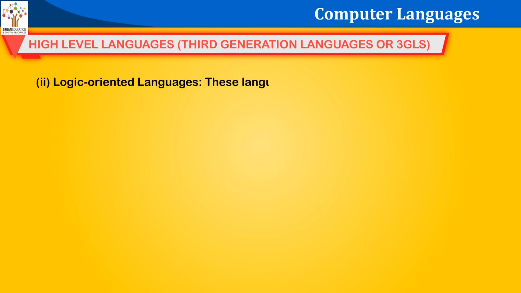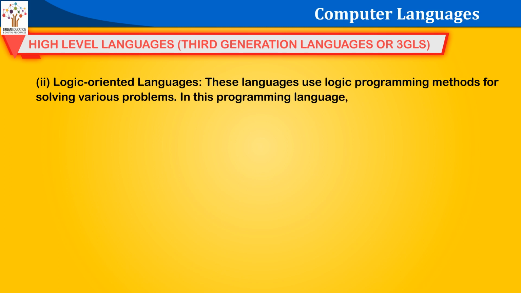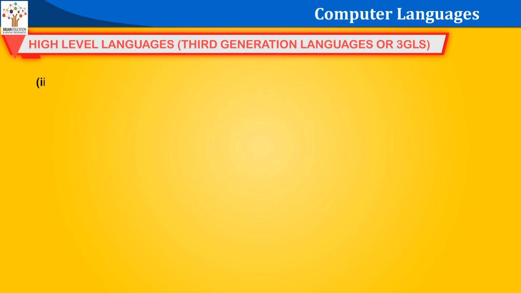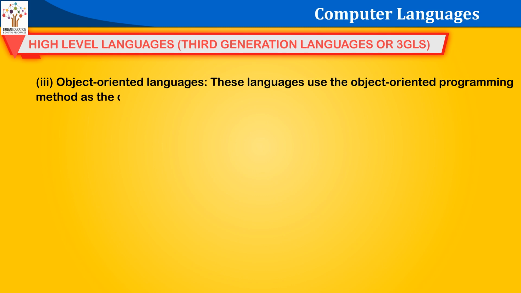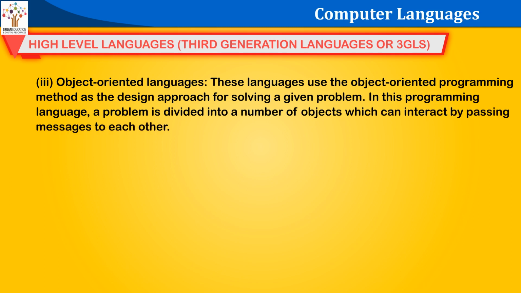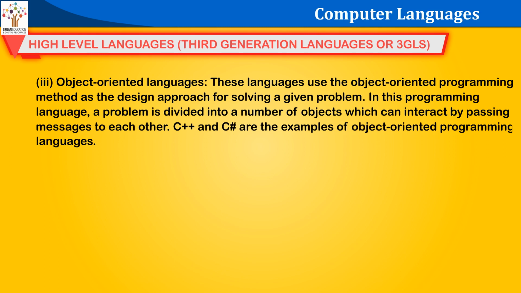Logic-oriented languages. These languages use logic programming methods for solving various problems. In this programming language, predicate logic is used to describe the nature of a problem by defining the relationship between rules and facts. Prolog is an example of a logic-oriented programming language. Object-oriented languages. These languages use the object-oriented programming method as the design approach for solving a given problem. In this programming language, a program is divided into a number of objects which can interact by passing messages to each other. C++ and C# are the examples of object-oriented programming languages.